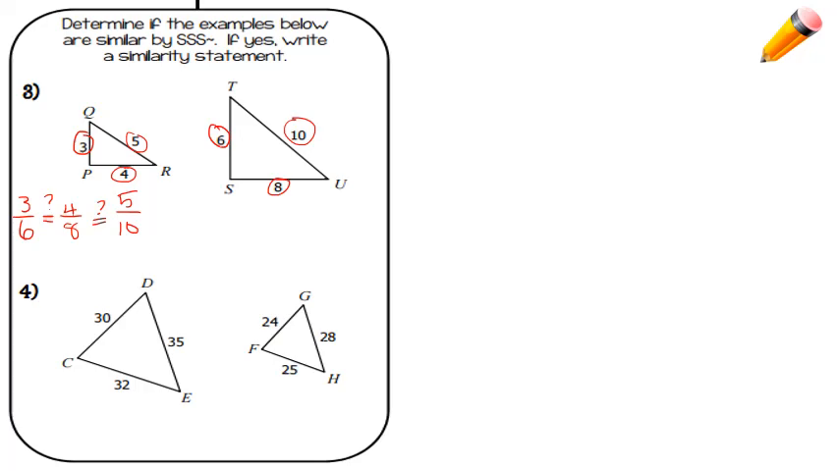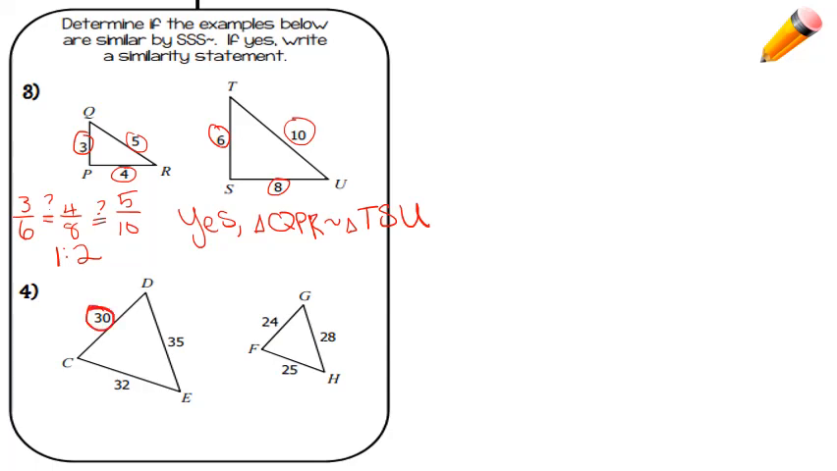Okay, so if we were to reduce all these fractions, 3/6, 4/8, and 5/10, well, that's all just 1/2, so our scale factor is 1 to 2. So these two triangles are similar, yes, and we need to write our statement now. So triangle QPR is similar to triangle TSU.